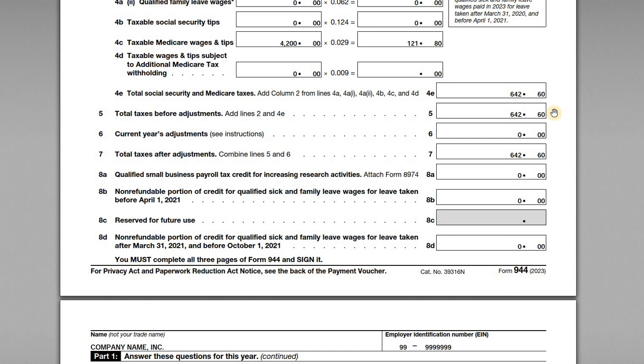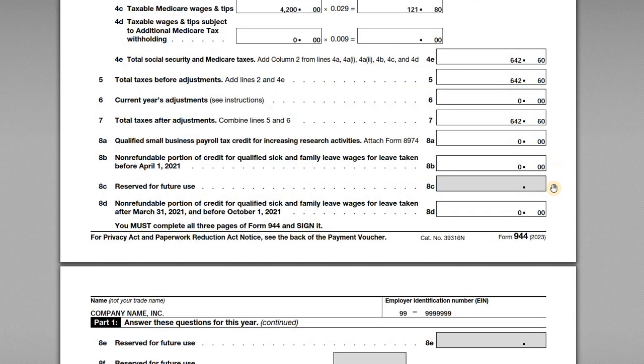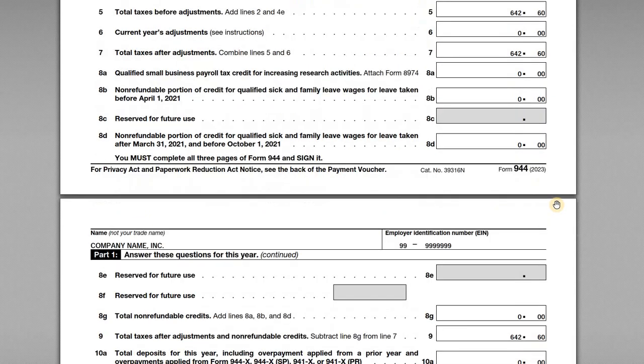Our total taxes before any adjustments is the same, $642.60. We don't have any current year adjustments. This is where you would enter certain rounding amounts, so add or subtract a penny to get it rounded to match the actual withholding that came out of the employee's payroll checks. Total taxes after adjustment, $642.60, and then we don't have any credits that are applying here. And so lines 8A through 8D are all 0.